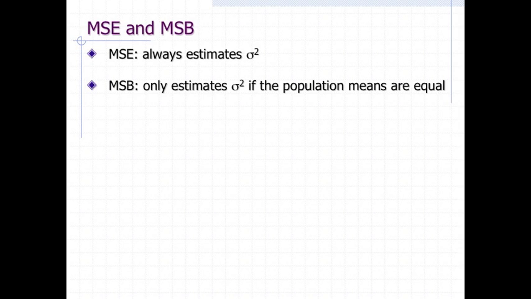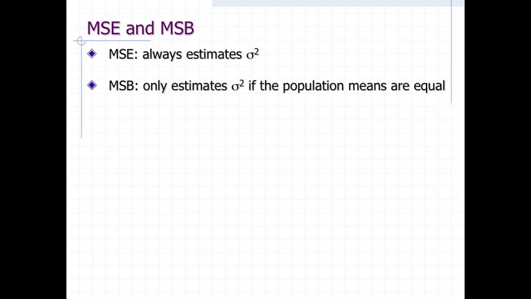Analysis of variance is a method for testing differences among means by analyzing variance. The test is based on 2 estimates of the population variance, sigma squared. One estimate is called the mean square error, MSE, and is based on differences among scores within the groups. MSE estimates sigma squared regardless of whether the population means are equal.